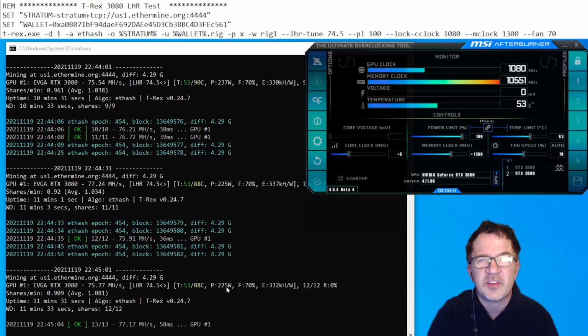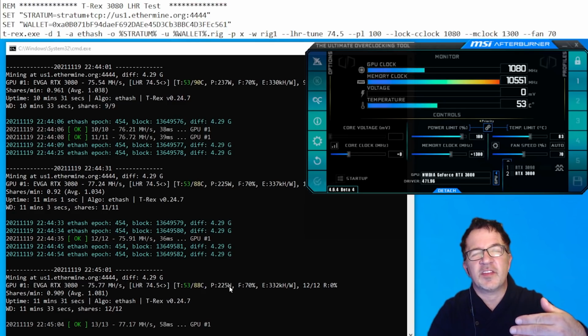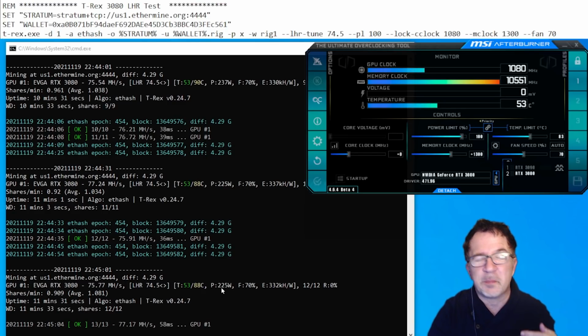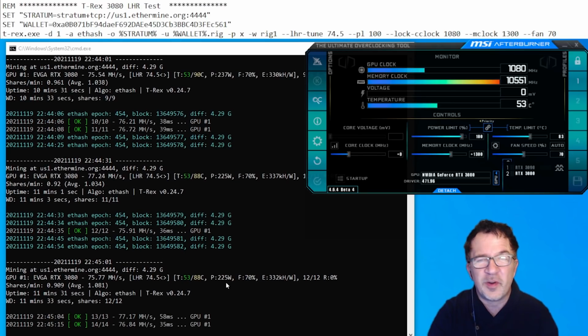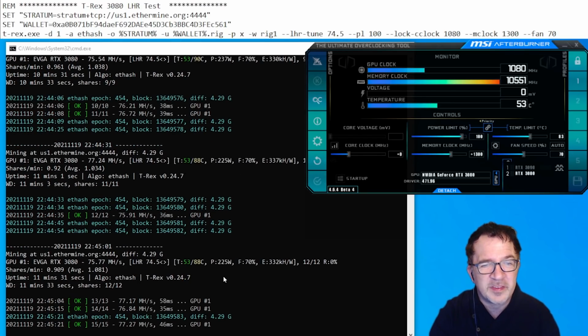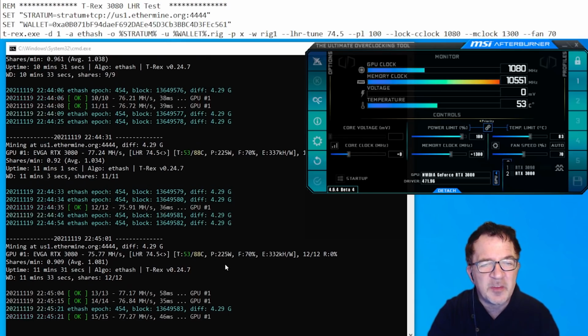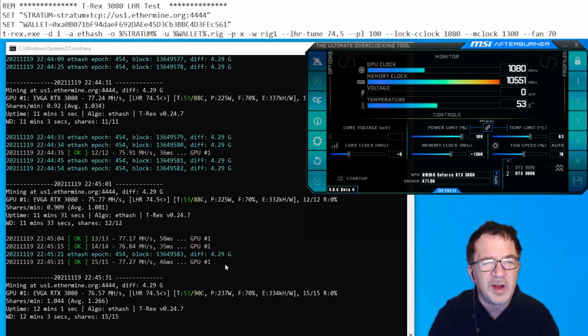These numbers, I was just hoping to be able to pierce and get into the 75 mega hash boundary with this card, and now I'm breaking into 76 pretty consistently. These numbers are epic. 75.77, 77.17, 76.84, 77.27, oh wow, 76.57. This is really, really unexpected.